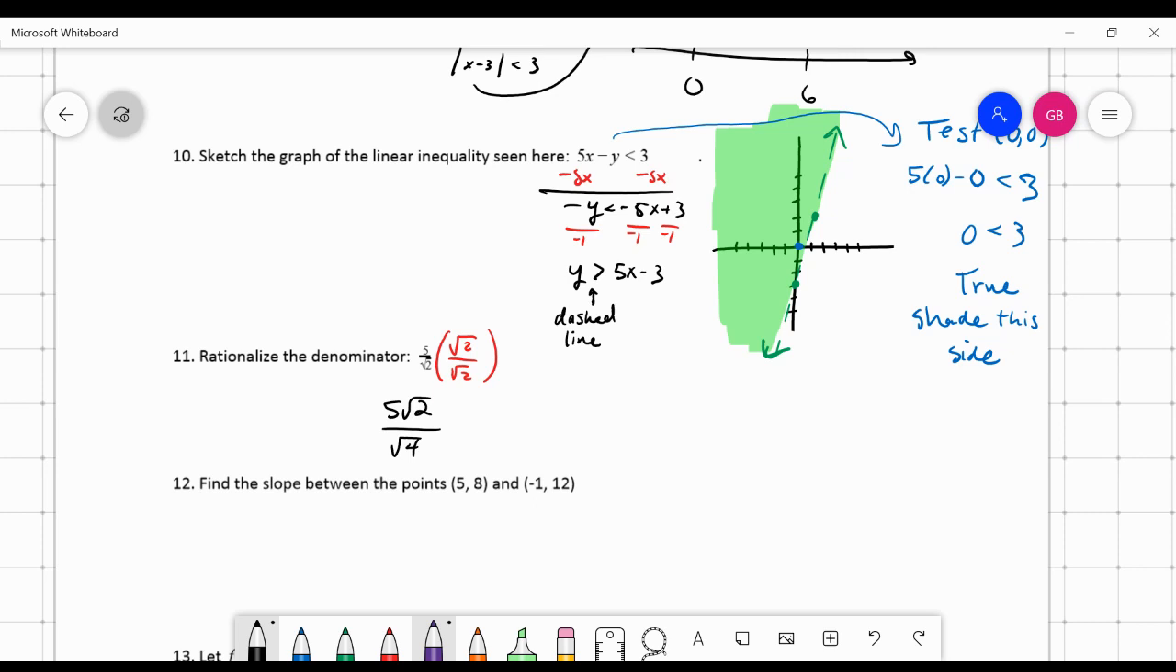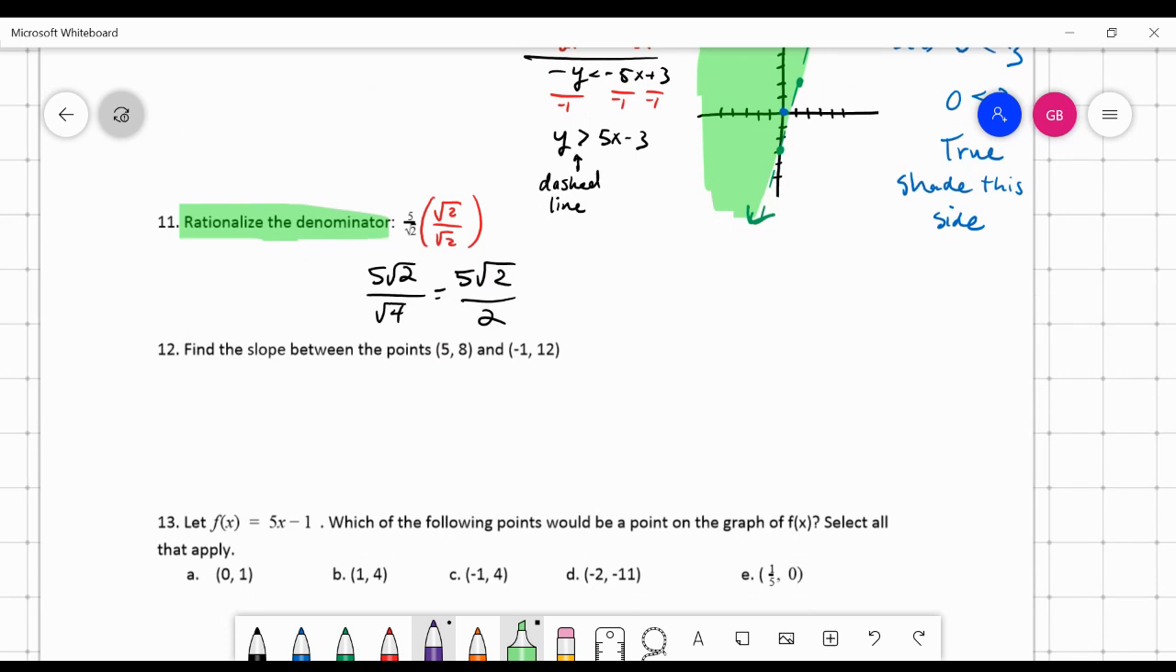And now I could simplify because I know the square root of 4. The square root of 4 is just 2. And there you go, I rationalized the denominator. I got rid of the square root symbol in the denominator. That's what it means.